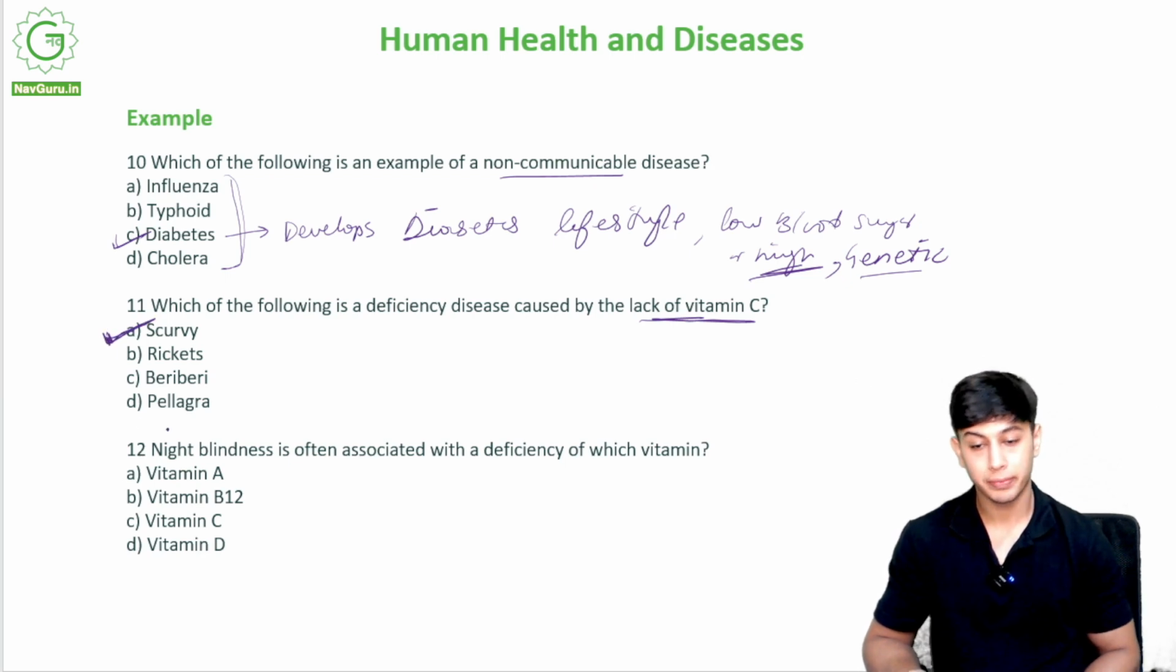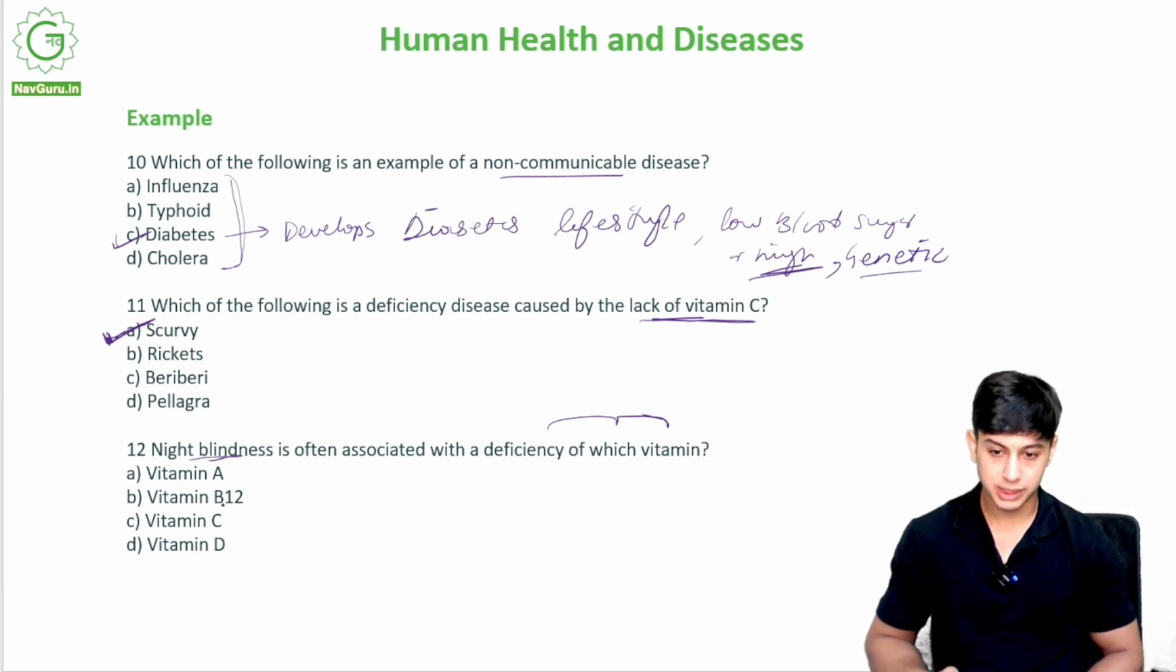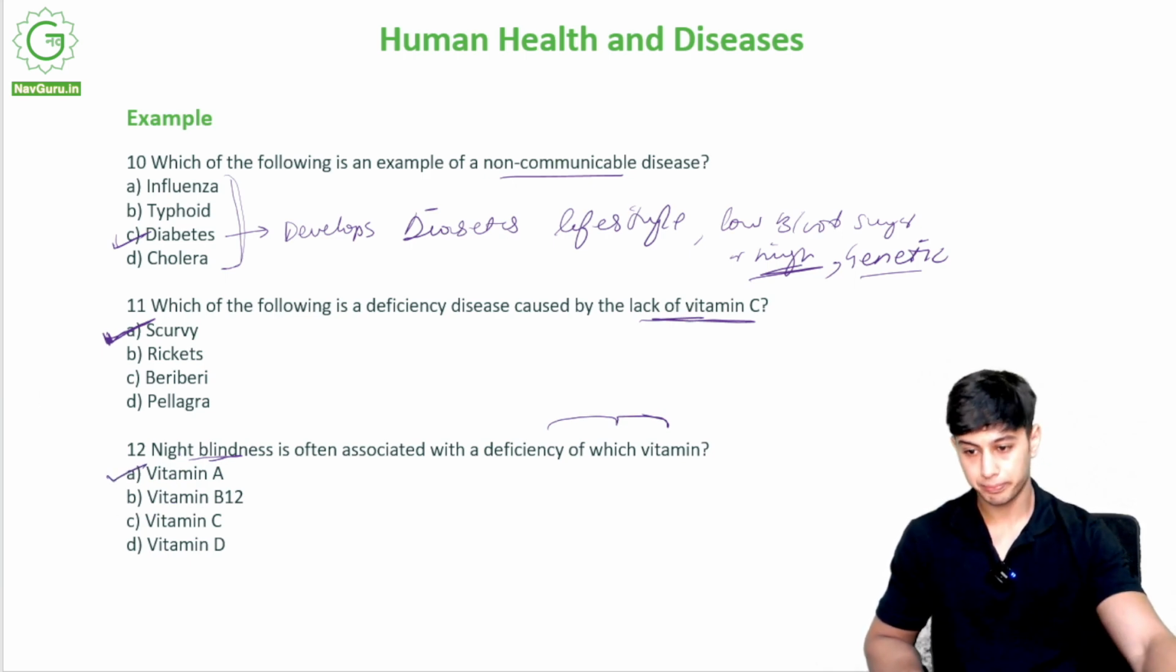Okay, scurvy. Night blindness is often associated with a deficiency of which vitamin? Now, night blindness is a disease caused by the deficiency of which vitamin? Which vitamin? Right? Vitamin A, vitamin B12, vitamin C, or vitamin D? It is, yes, A, vitamin A. Okay.